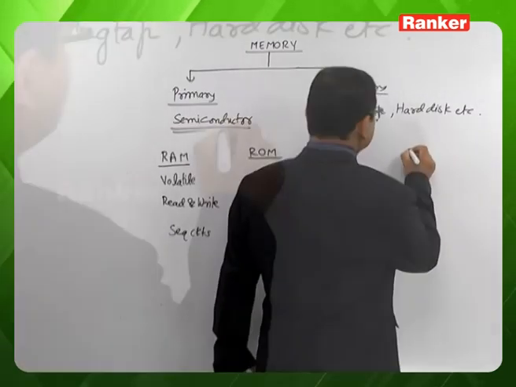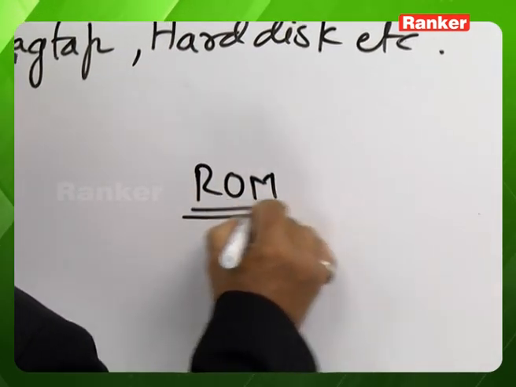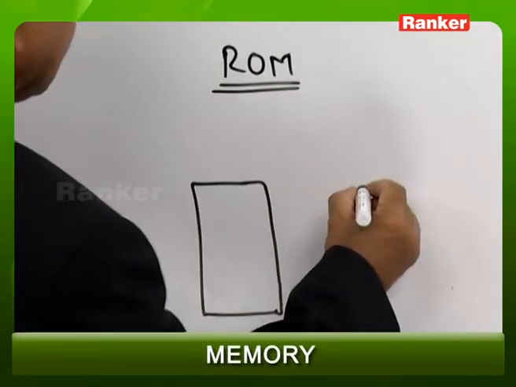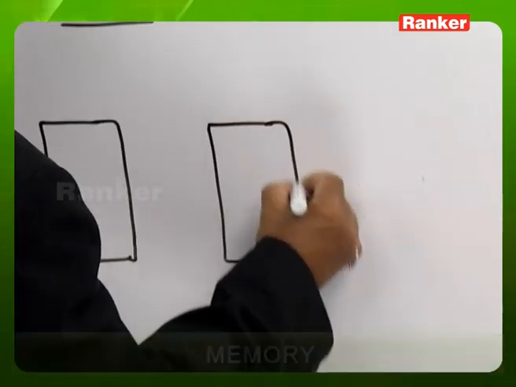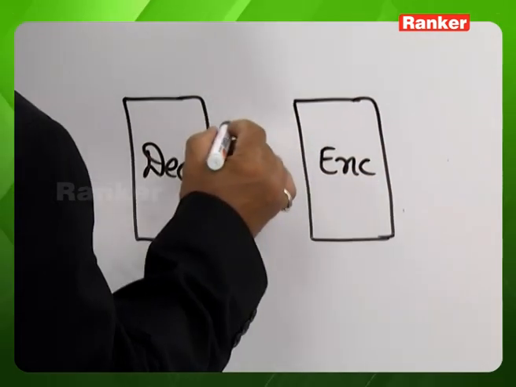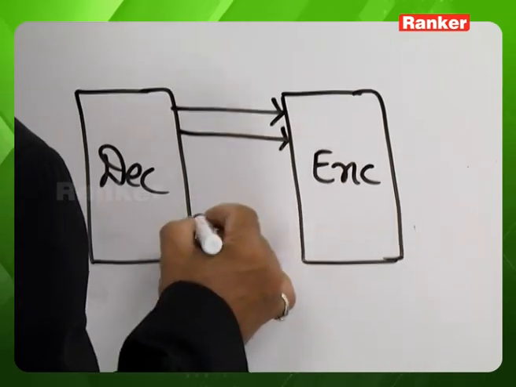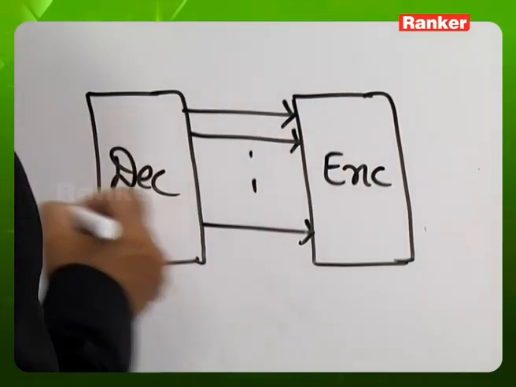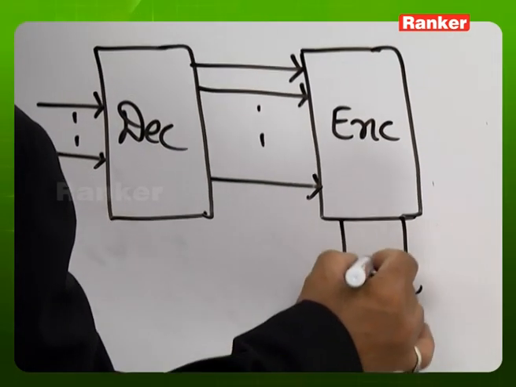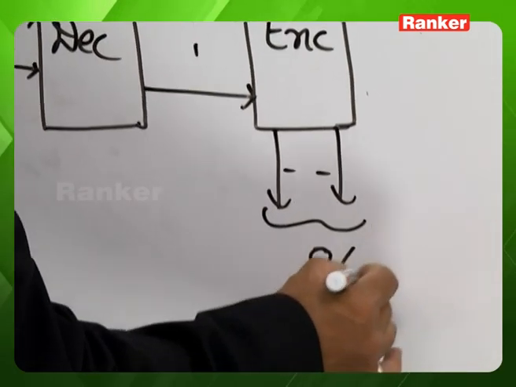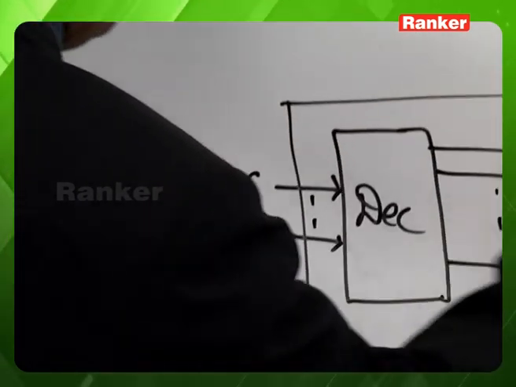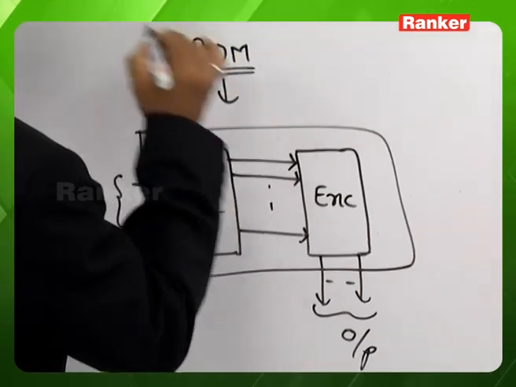If you look at a little more detail about read-only memories, as I said, the read-only memory is implemented as a combination of decoder and encoder. The decoder outputs are the inputs to the encoder, the decoder inputs are the inputs to the overall circuit, and the encoder outputs are the outputs of the overall circuit. This combined block we name read-only memory.